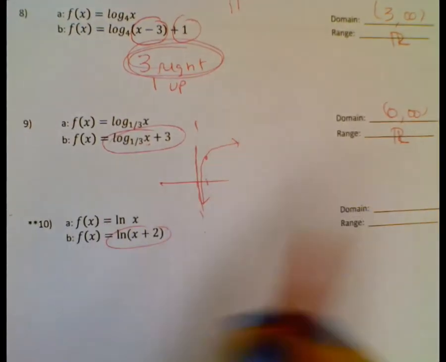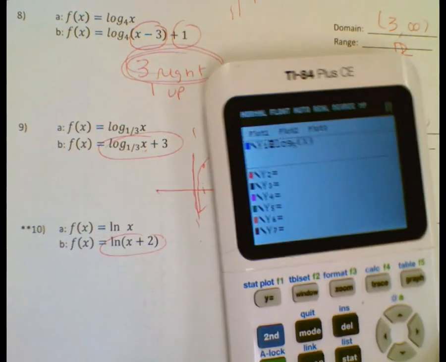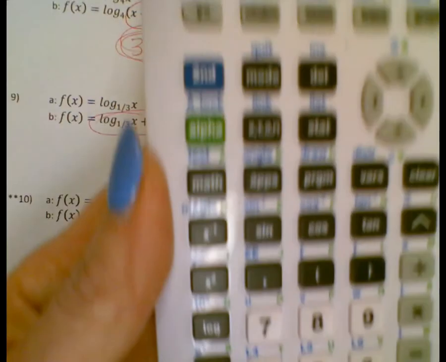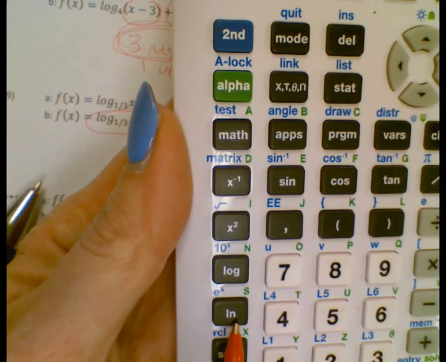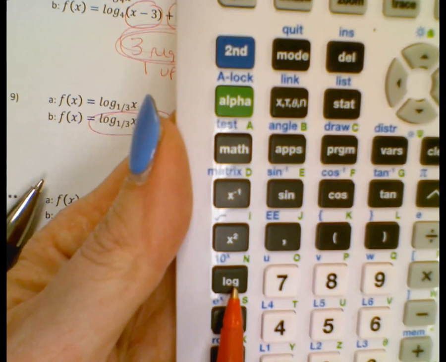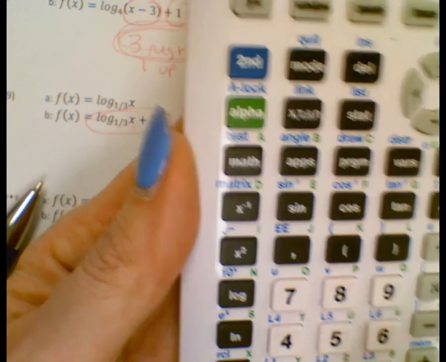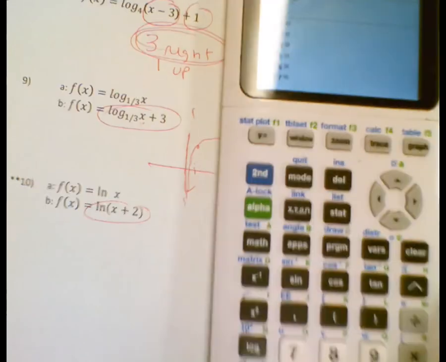And this one, you've probably never seen this before, right? Natural log. Let me show you where that's at on the calculator. See this LN right here? That's what natural log is. This is your log, which has a base 10. This one has a base E. See right above it, E to the X? This has a base E. So when you see a natural log, it means base E.